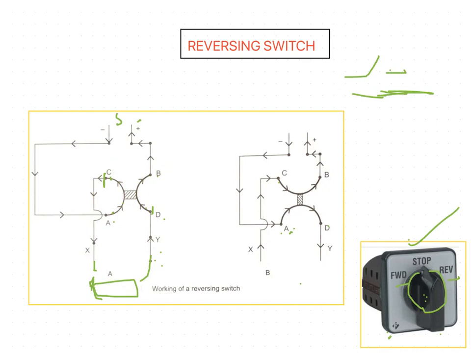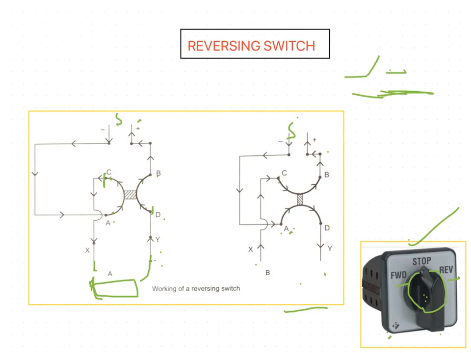Again the current flows from the main source to A, and then it goes to D. From D it goes to the patient circuit, and returns to C and B finally. So the flow of current now becomes reversed. This is the functioning or working of this reversing switch.